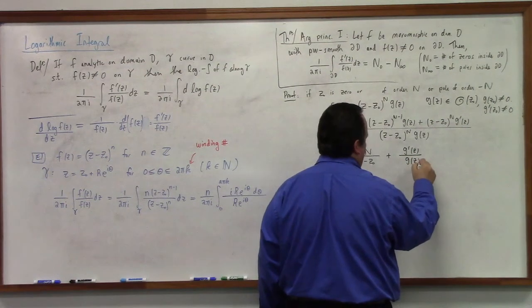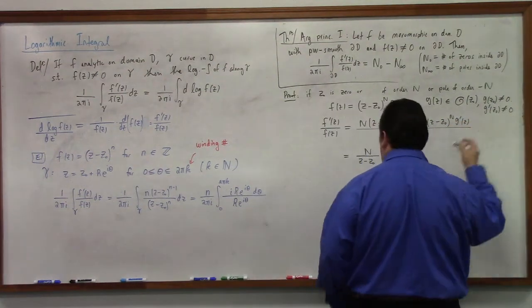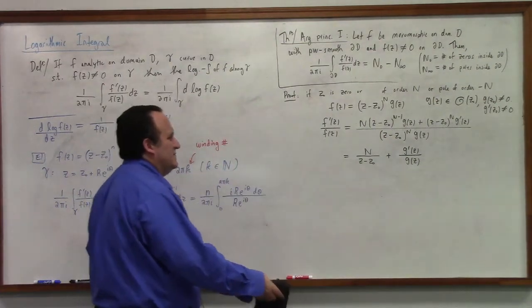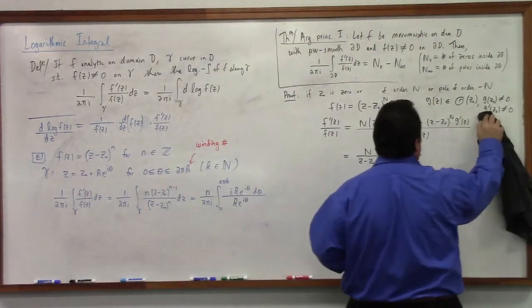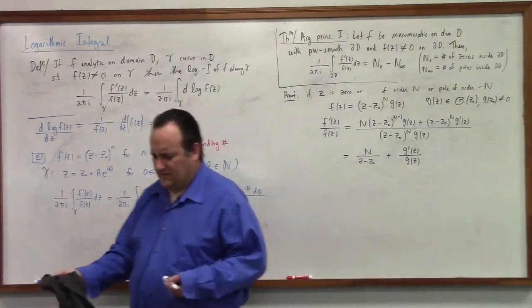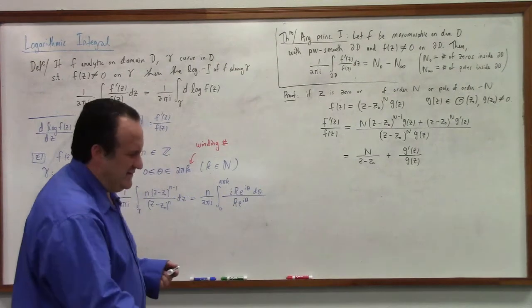I'm not actually sure about this. I was saying that, but think about it some more. I shouldn't say that. I'm already assuming that g of z naught is not 0. So that does the job, I think.